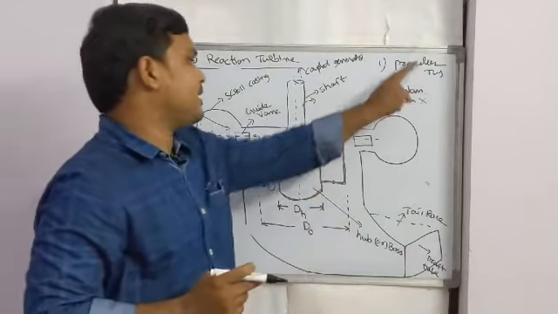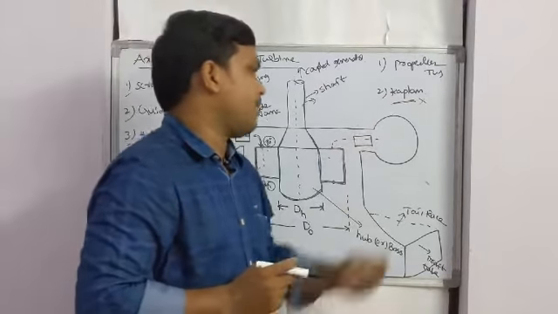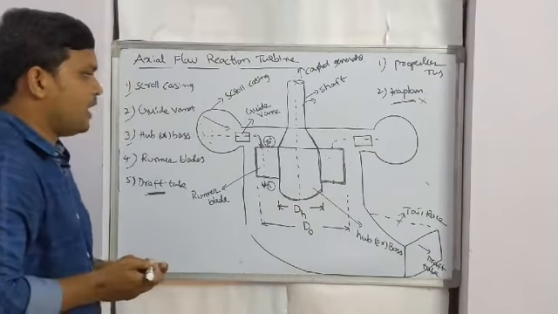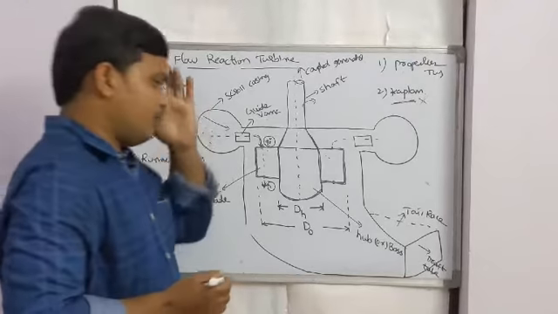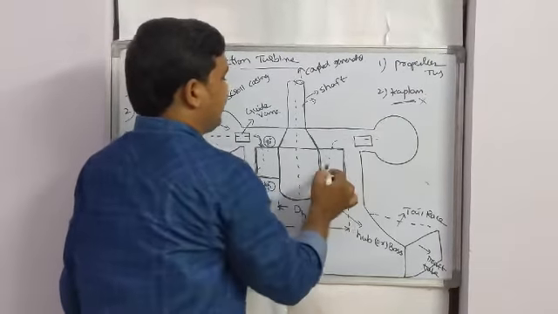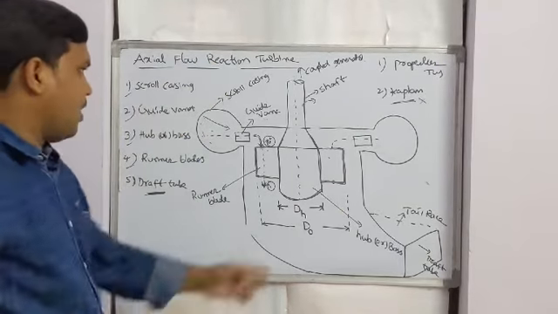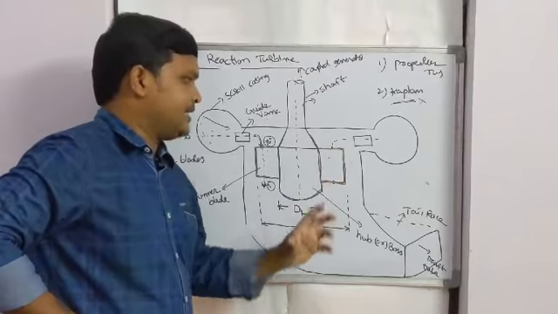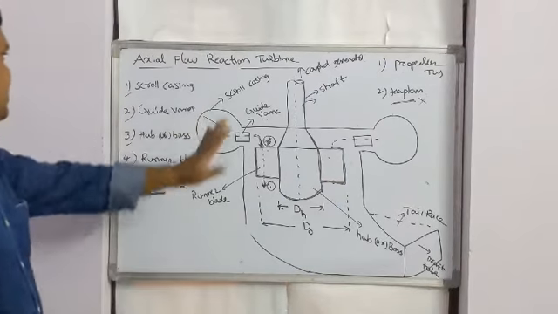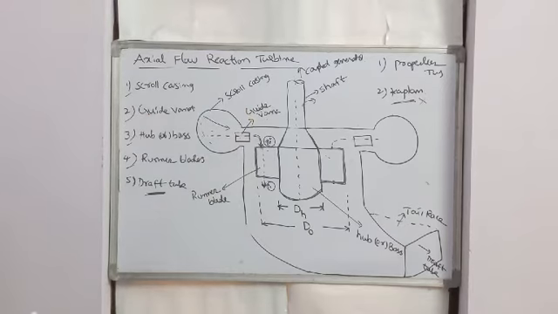In a propeller turbine, the runner blades are fixed, not adjustable or tilted. In a Kaplan turbine, the blades are small adjustable and tilted. If you want a better understanding of this blade mechanism, please refer to my animated lecture for a clear understanding of how the blades are adjustable or tilted. So this is about the axial flow reaction turbine.